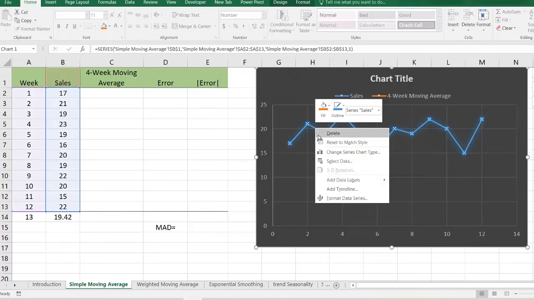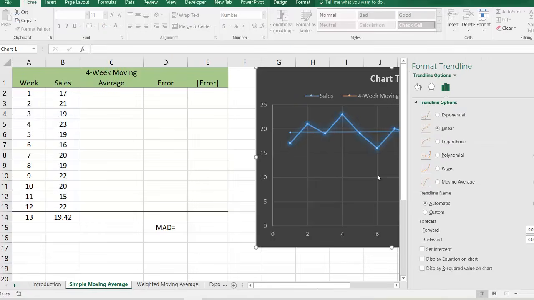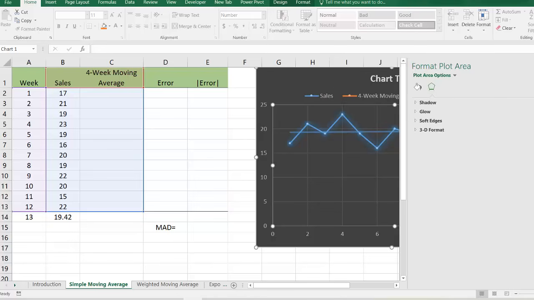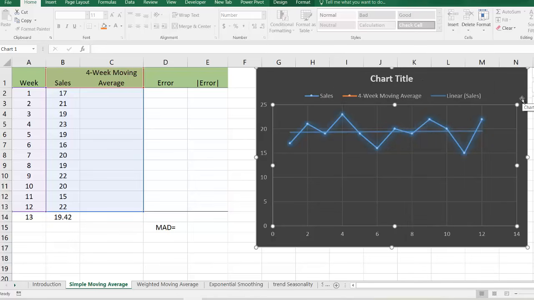To show this on the graph, we can add a trend line of the data. A trend line is supposed to show an upward or downward shift in the direction of the time series. But for this case, there is none, since the time series is pretty much horizontal by nature. So the trend line now will represent the mean of the time series, which is 19.42.